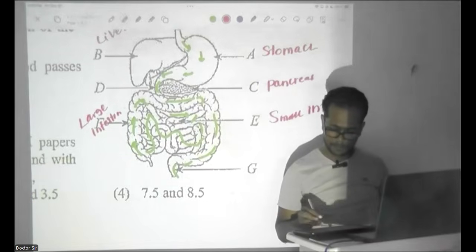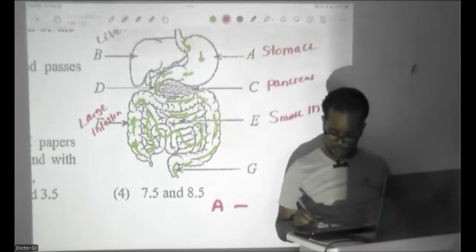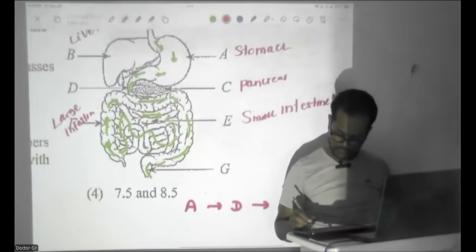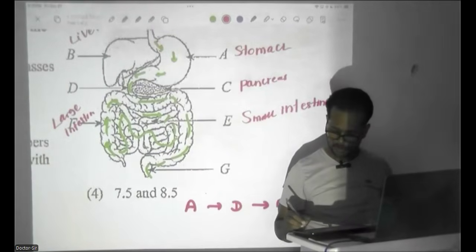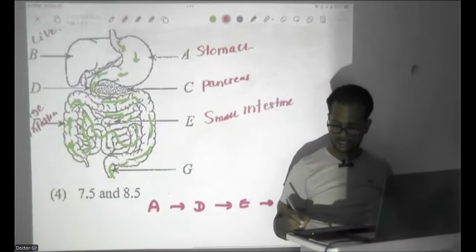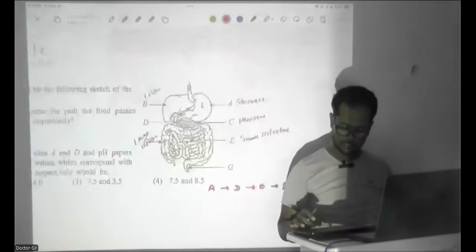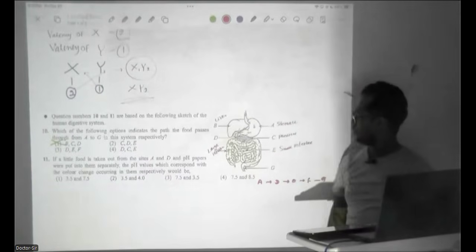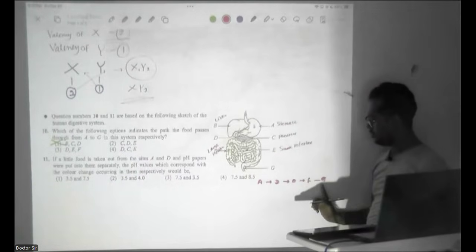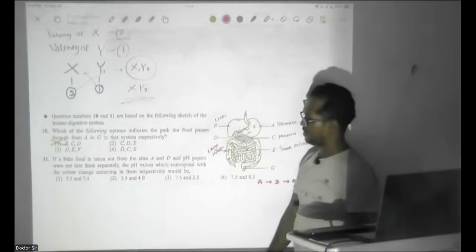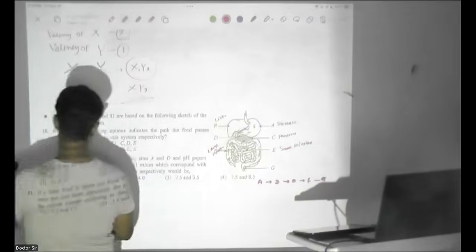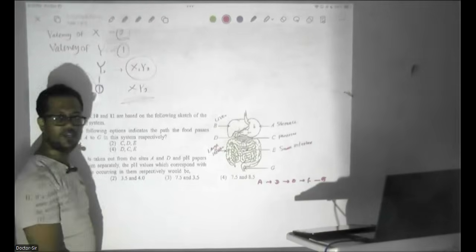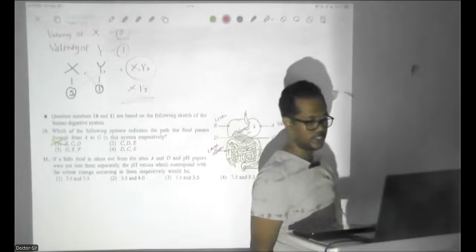So what is the order? A to D, D to E, E to F, finally to the G. This is the pathway the food will go through. They ask about the A to G pathway, so we have to identify the rest of the areas. So D, E, F, answer 3. This is the answer 3.